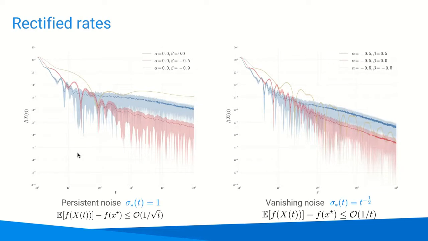We verify these results experimentally on two examples here. The first example has persistent noise, in which case the optimal eta decays at the 1 over root t rate, and we recover the familiar 1 over root t convergence rate. The second example has decaying noise, and in this case choosing the right eta along with the right averaging allows us to take advantage of the noise decay, leading to a faster convergence rate.